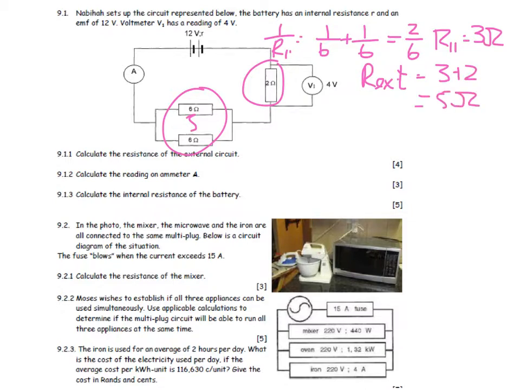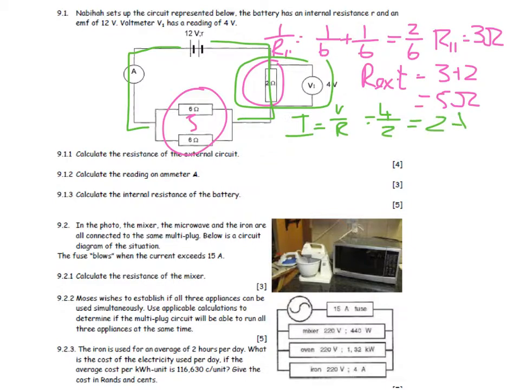Calculate the reading on the ammeter. The reading on the ammeter is the same at all points of a series circuit, so I can use this resistor over here, and I can say I is equal to V over R, 4 over 2, and I get 2 amps.